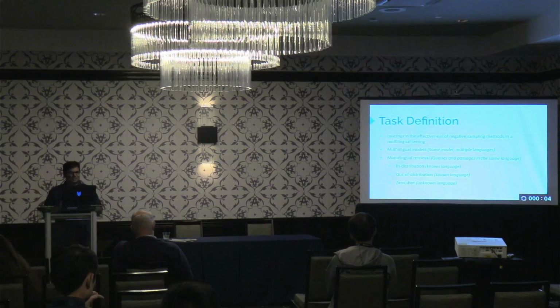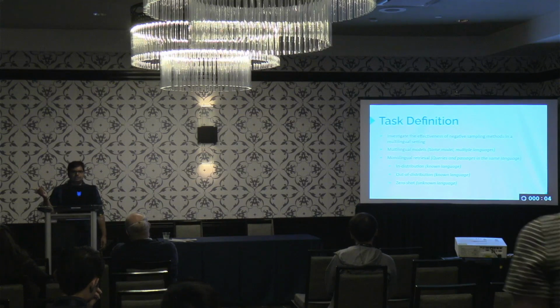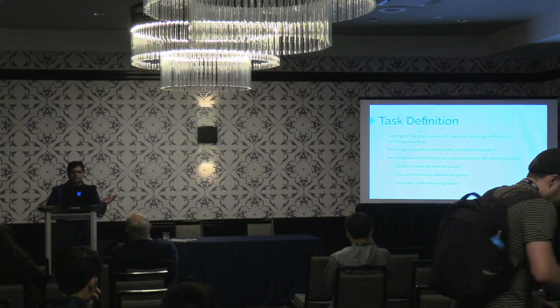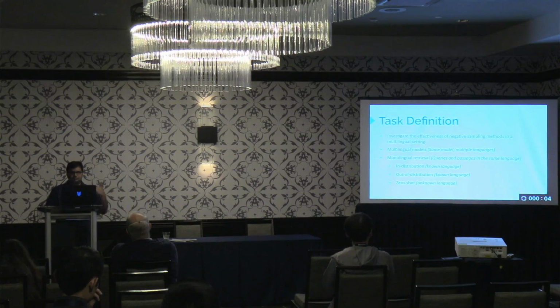Now I'm going to try and define what my flavor of multilingual retrieval is. First of all, what we do in this paper is we take existing negative sampling methods that are usually tested in an English language setting. We take them to this multilingual setting, and we see whether they are still effective, whether they still work the same way. And then as a bonus, we also take a couple of existing methods, combine them to form a new one, and then see if that does any better.